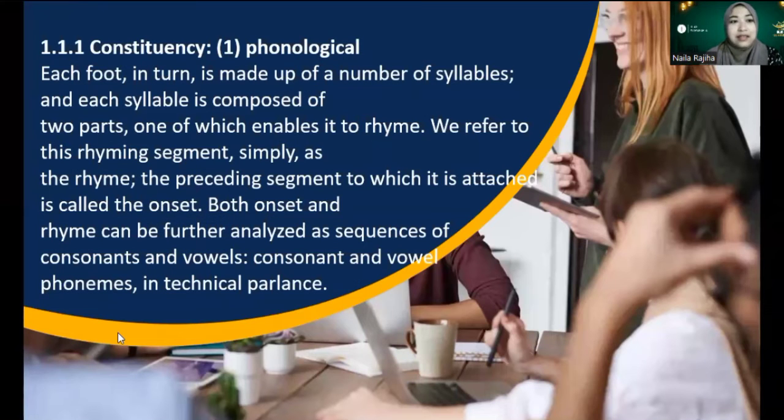Next, the first is the constituency from phonological. Its foot, in turn, is made of a number of syllables. And the rhyme: the preceding segment to which it is attached is called the onset. Both onset and rhyme can be further analyzed as sequences of consonants and vowels.